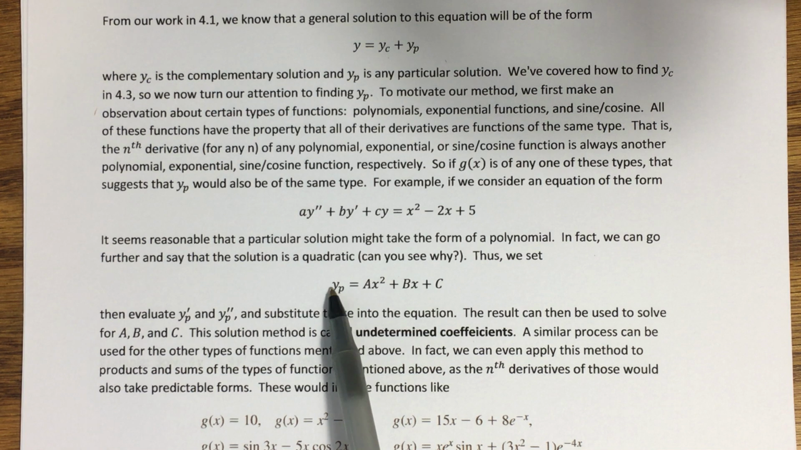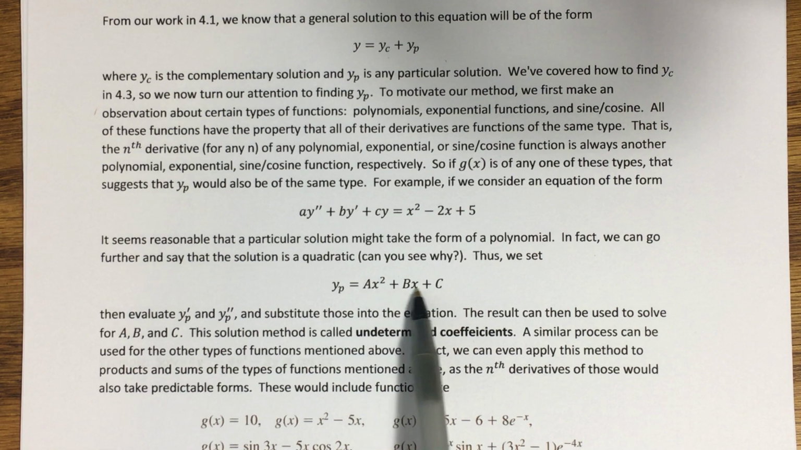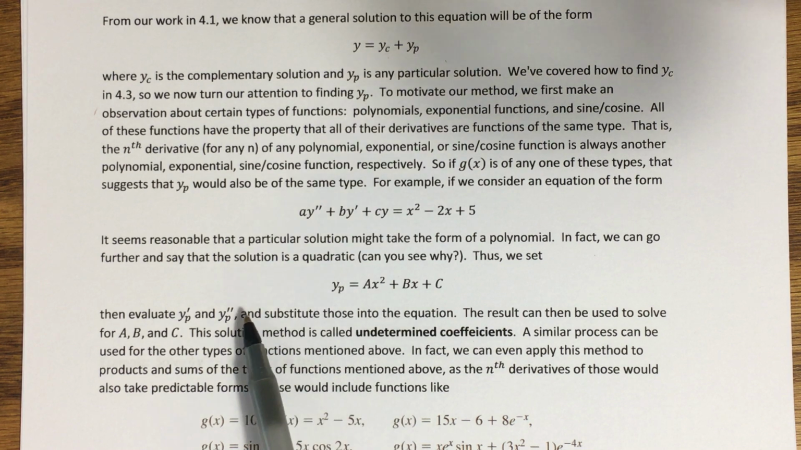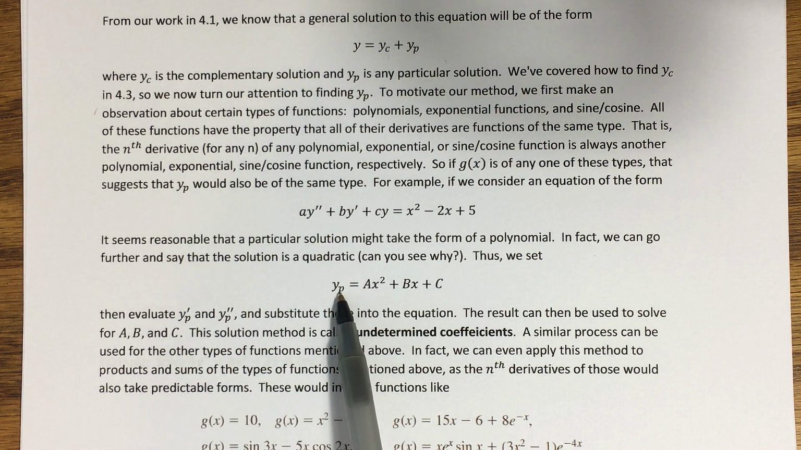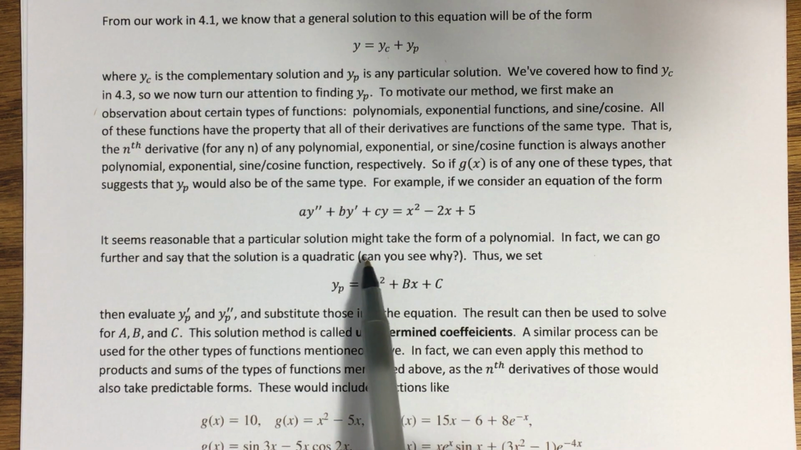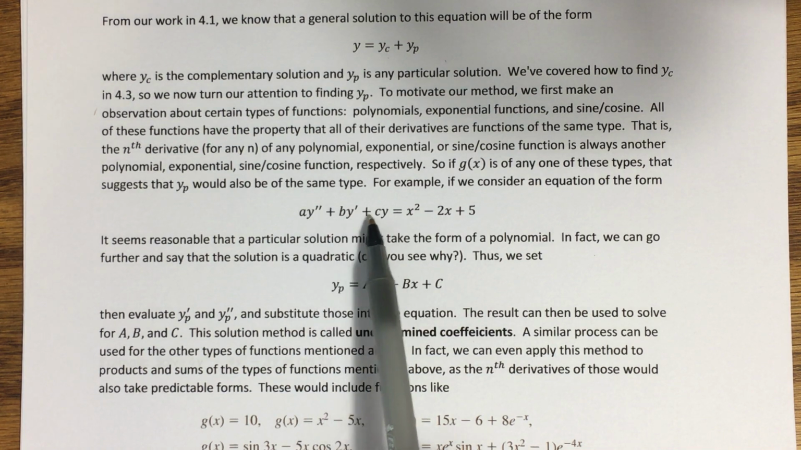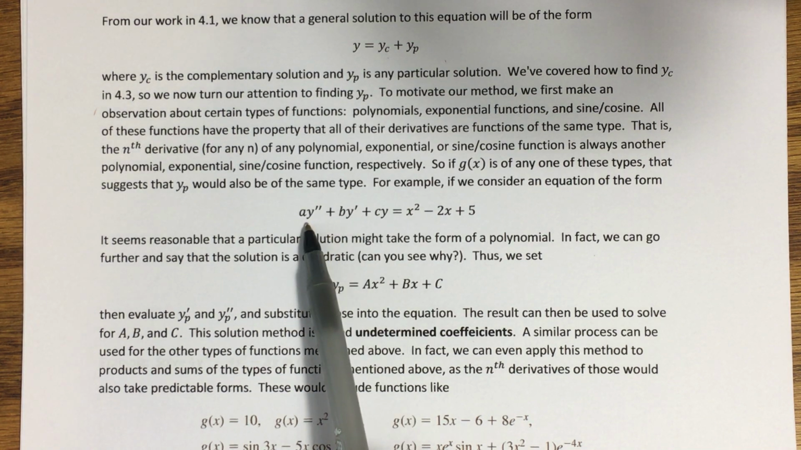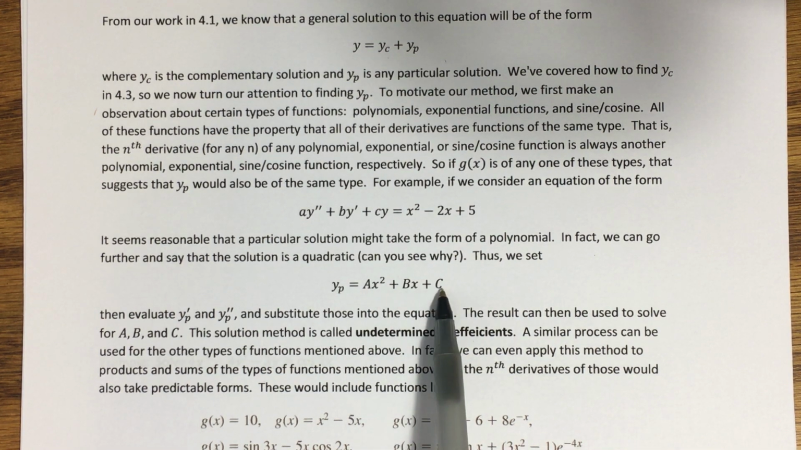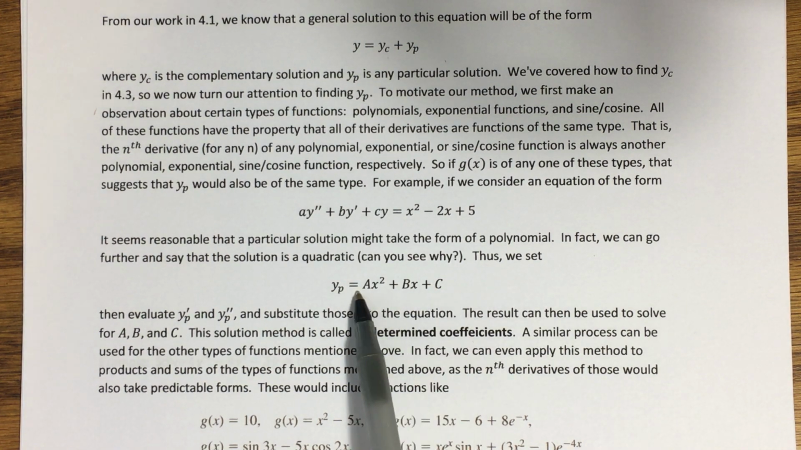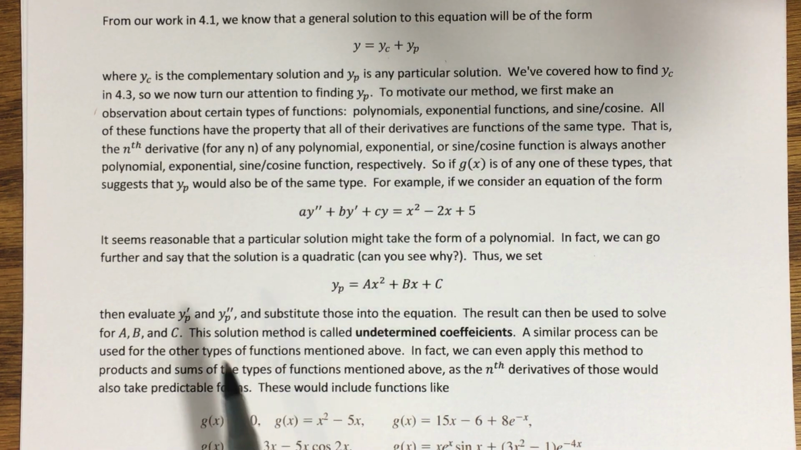So what we do is we set yp, remember this is your particular solution, equal to this general quadratic, ax squared plus bx plus c. Okay? Then, if you evaluate the first and second derivative of this, you could plug this yp prime and yp double prime into this equation up here. And then we basically just solve that thing for these unknown coefficients, a, b, and c. That's where we get the name undetermined coefficients, because we don't know what a, b, and c are, but we're making an educated guess as to the form of our particular solution. Okay? So that's the idea.